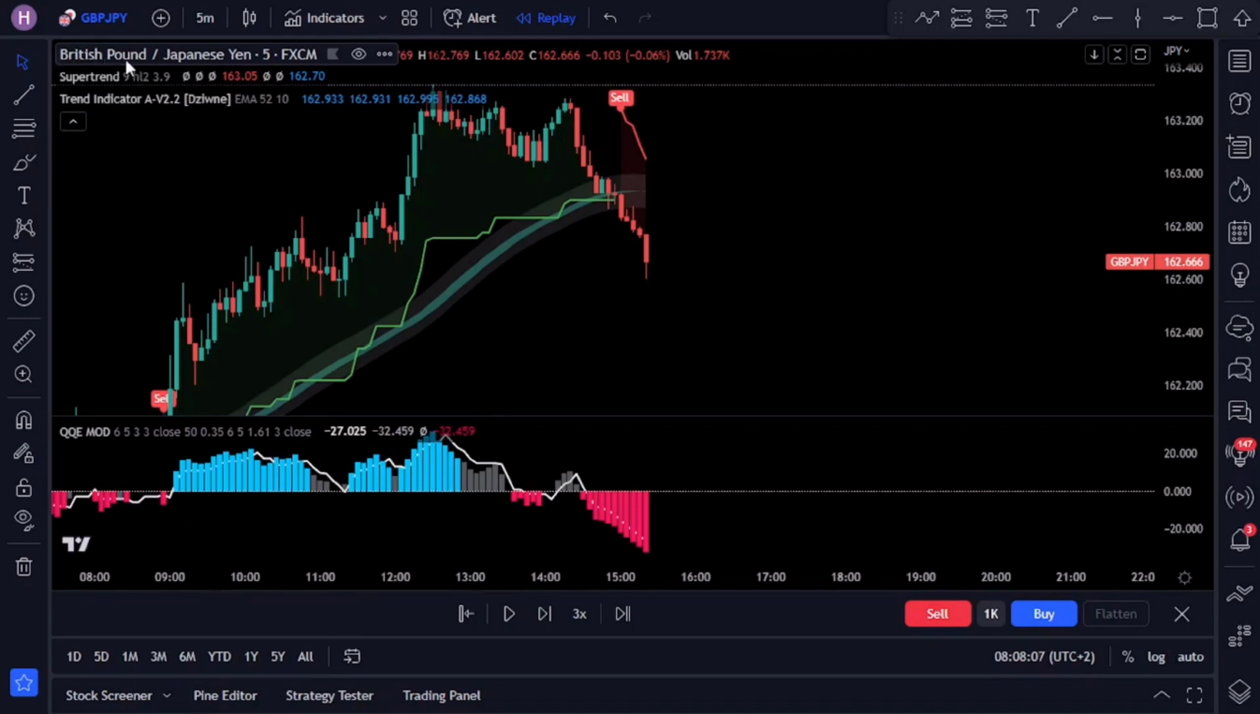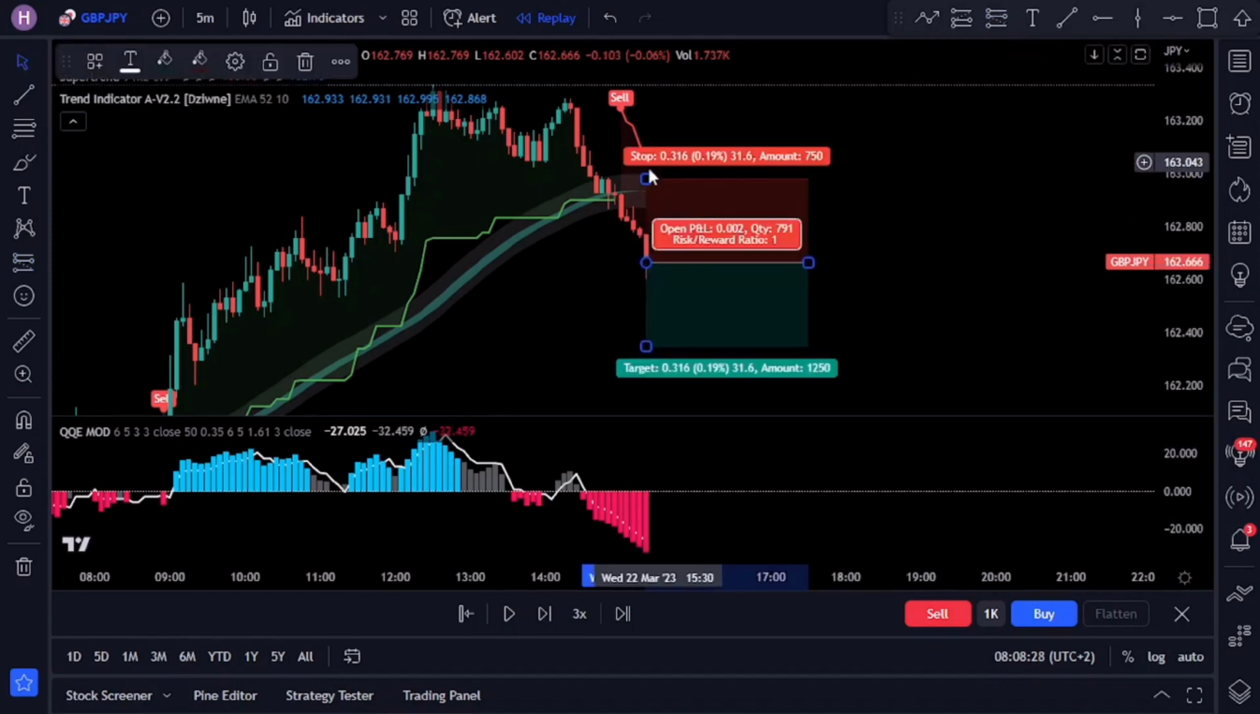On the chart, we have the GBP/JPY, or the pound against the yen. In this time frame, the Supertrend indicator has given us a sell signal or short signal. Next, we wait for the trend indicator to change the cloud color from green to red. Lastly, check the QQE mod histogram to show if there's enough momentum. You could have entered this trade on the close of the candle.